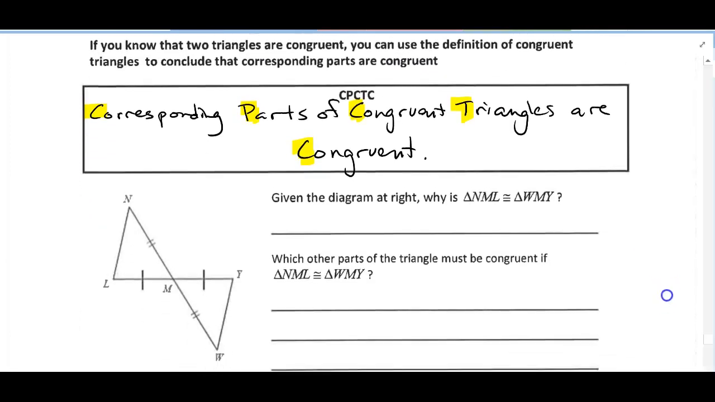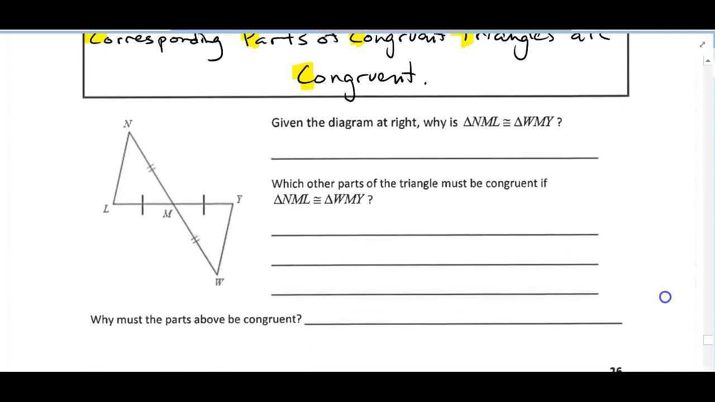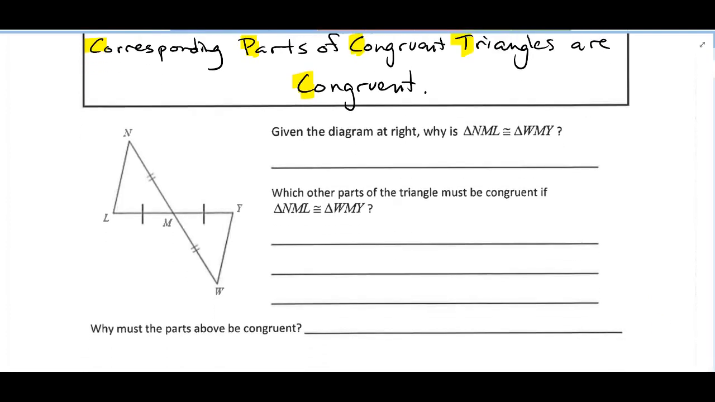And let's continue on to this last example before we end this video. So given the diagram at the right, is triangle NML congruent to triangle WMY? So let's take a look. We've got a pair of sides congruent in LM and YM, and we have a pair of segments congruent in NM and WM. And we also know that these vertical angles are congruent. So we know that these triangles are congruent by side, angle, side. So we use 3 pieces of information here, 2 pair of sides and a pair of angles to get the triangles congruent.